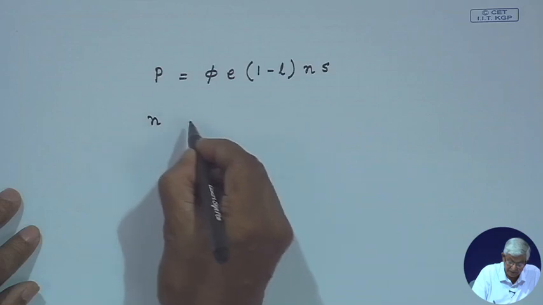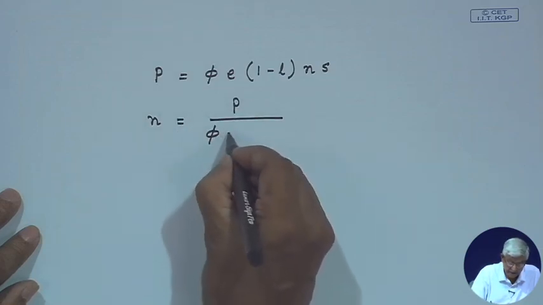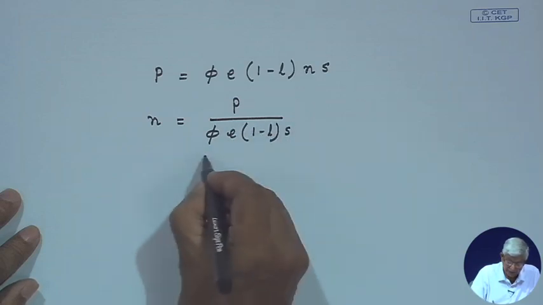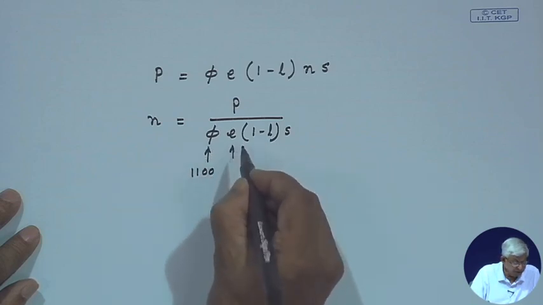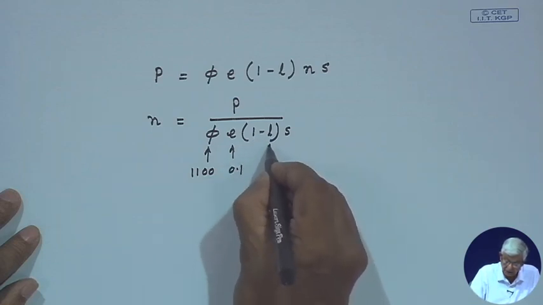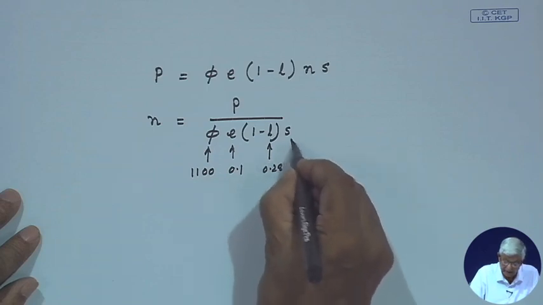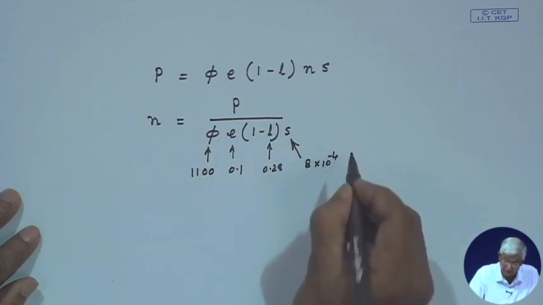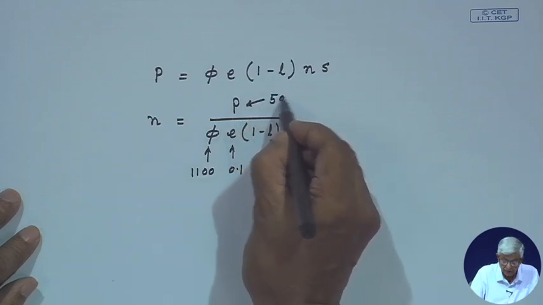And then obviously the number we are asking. The number of solar cells is P by phi, efficiency, 1 minus L and S, where the value of phi is 1100 and the value of E is given as 10%, which is 0.1. The value of L is given as 0.28 and S is given as 8 square centimeter. We will be converting that into meters.